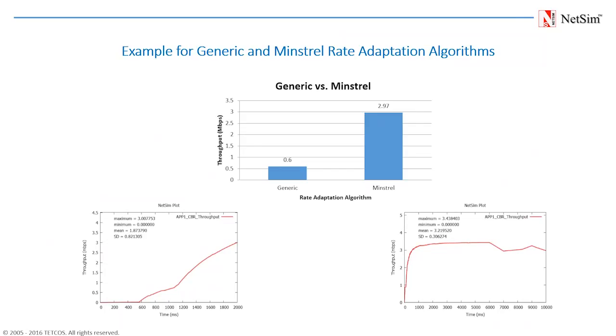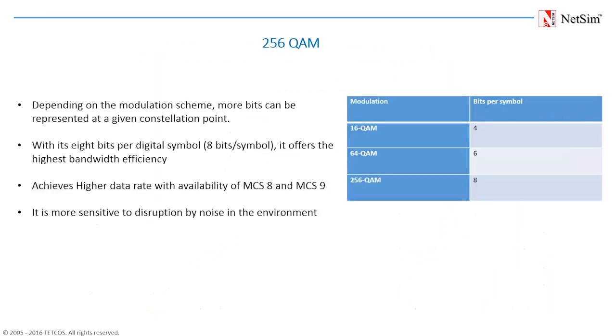Now let us look at the 256 QAM modulation used in 11AC. QAM is a form of modulation that combines phase modulation and amplitude modulation. The QAM scheme represents bits as points in a quadrant grid known as a constellation map. Depending on the modulation scheme, more bits can be represented at a given constellation point. Consequently, a higher signal quality must be present to distinguish between the constellation points when using high modulation schemes.